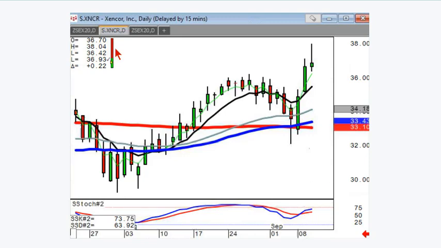Bullish engulfing on XNCR, another one that can be bought on positive trading. If it opens positive, what do you expect happening? A doji sandwich breaking out of this level.